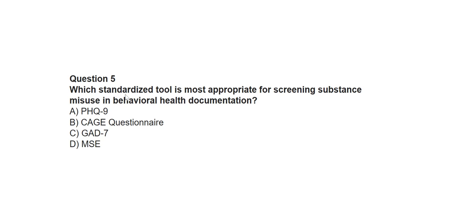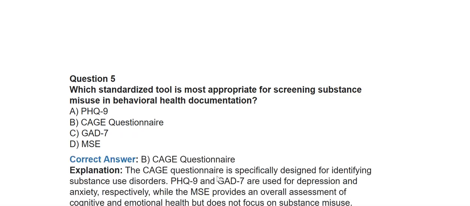Question 5. Which standardized tool is most appropriate for screening substance misuse in behavioral health documentation? Is it A, PHQ-9, or B, CAGE Questionnaire, or C, GAD-7, or D, MSE? It is B, CAGE Questionnaire, as the CAGE Questionnaire is specifically designed for identifying substance use disorders.